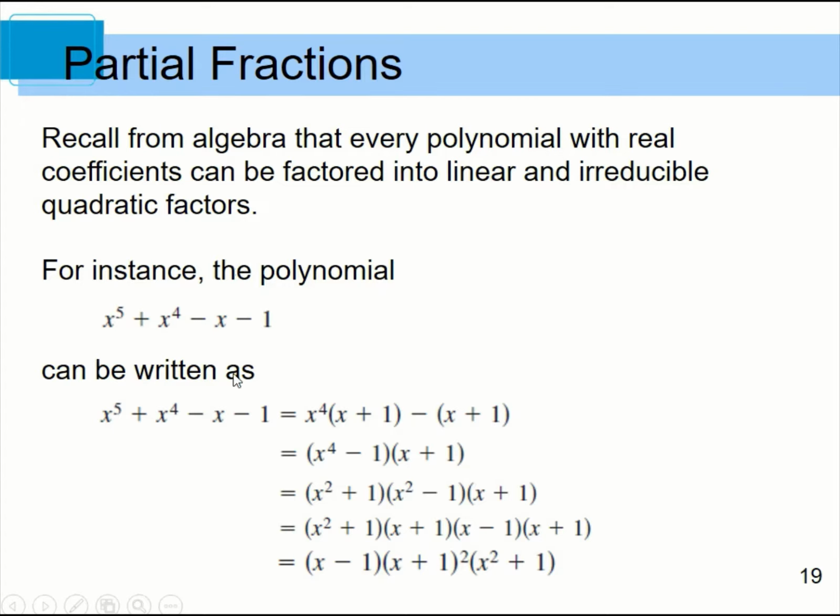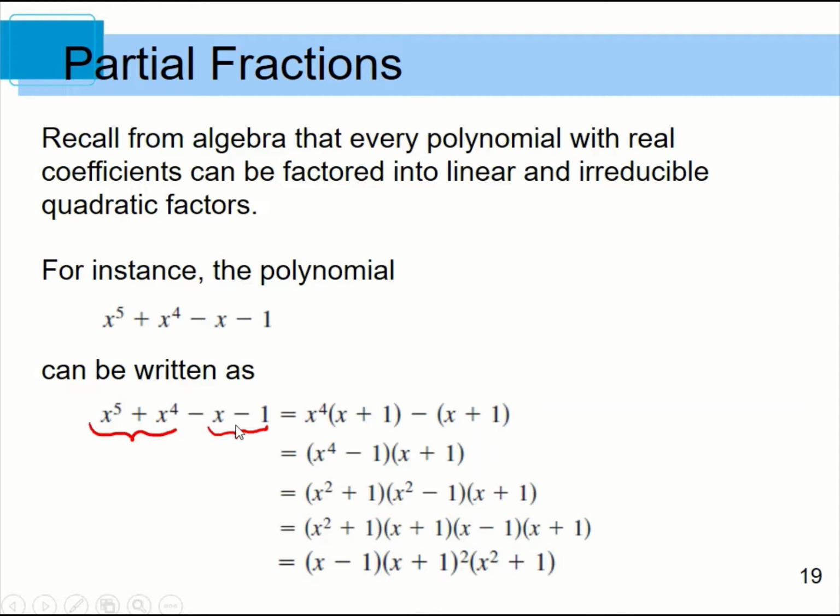Now, if we have a polynomial like this, x to the power 5 plus x to the power 4 minus x minus 1, how do we factorize this one and make a partial fraction? First, we can group this. We group this as one group, and this one as another group.